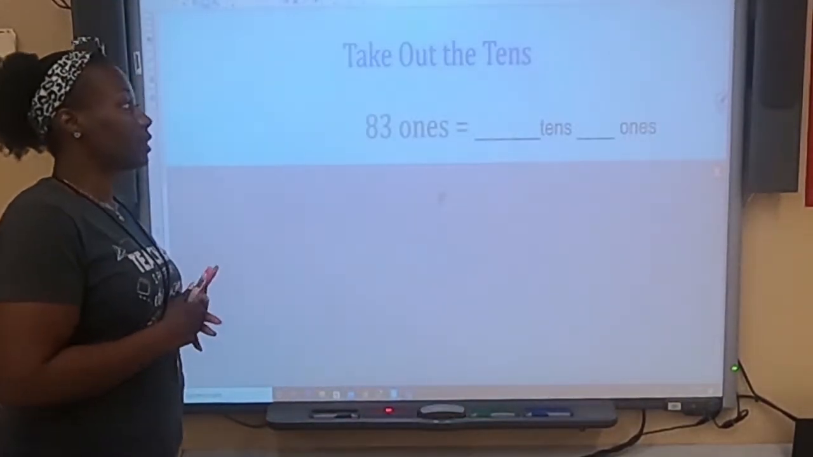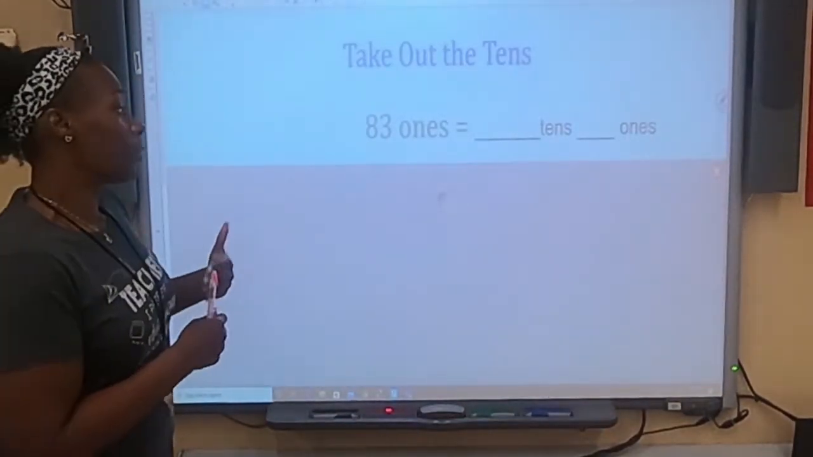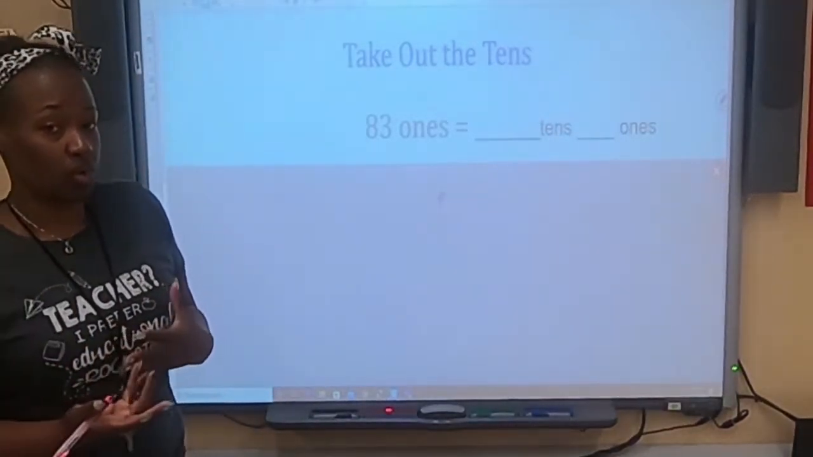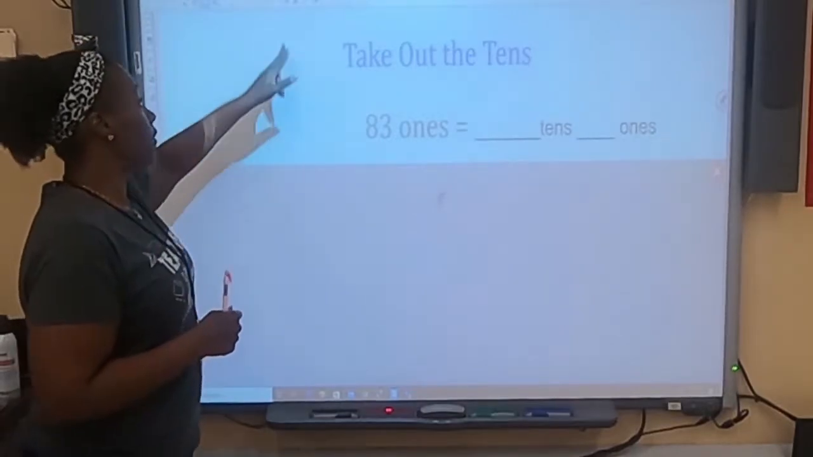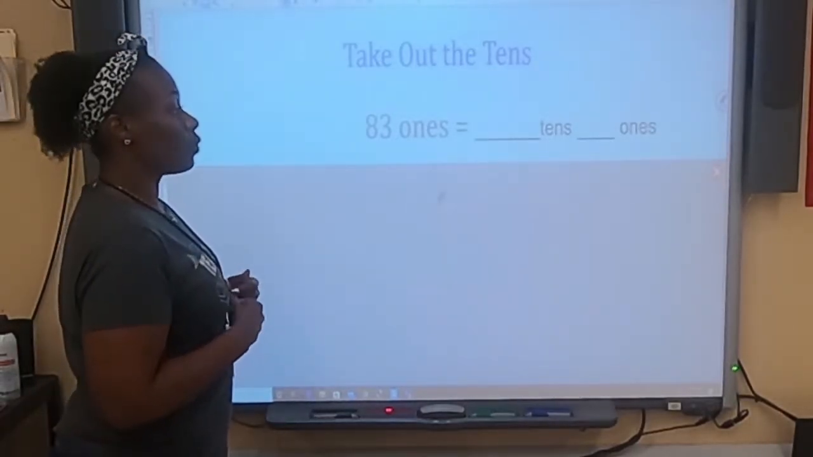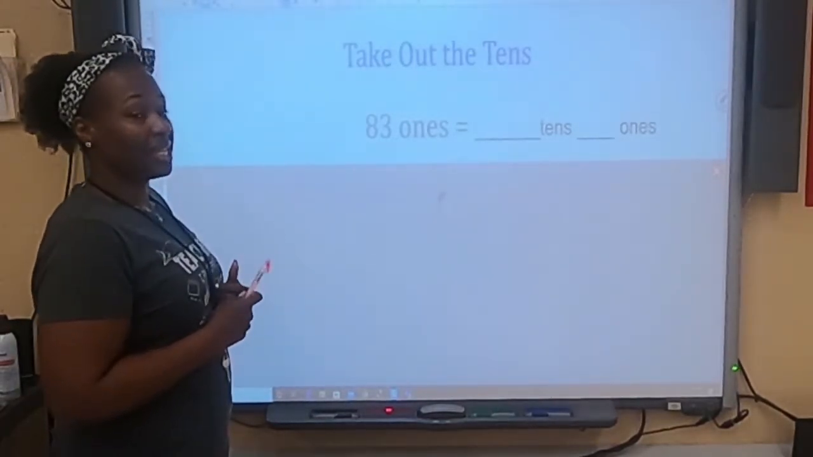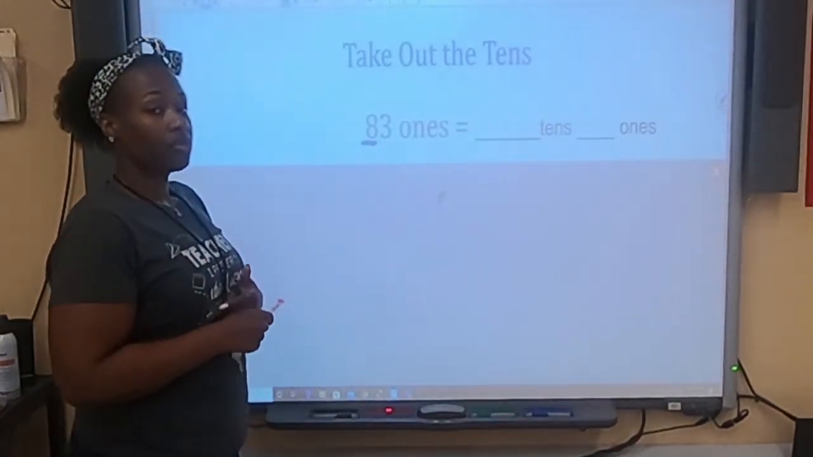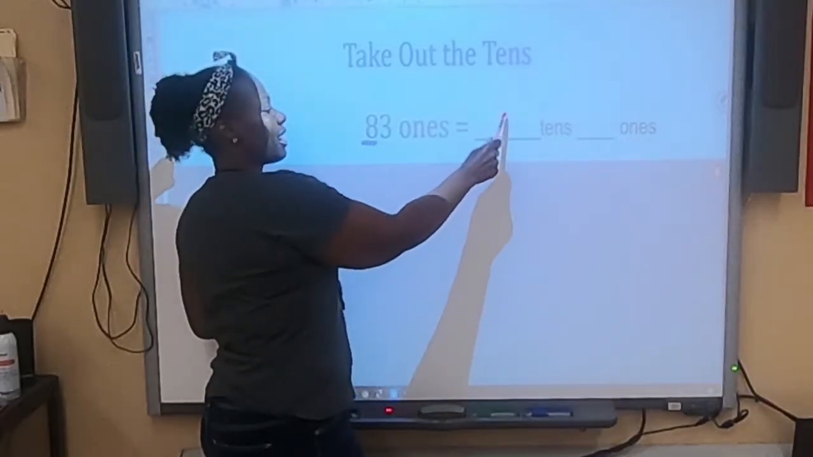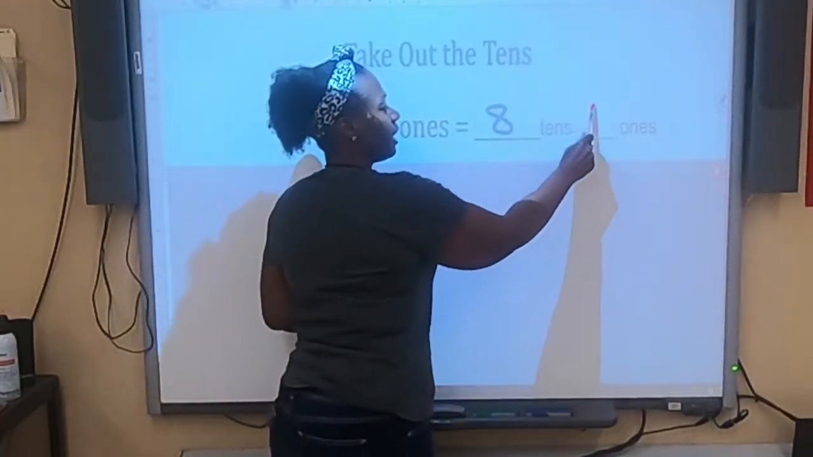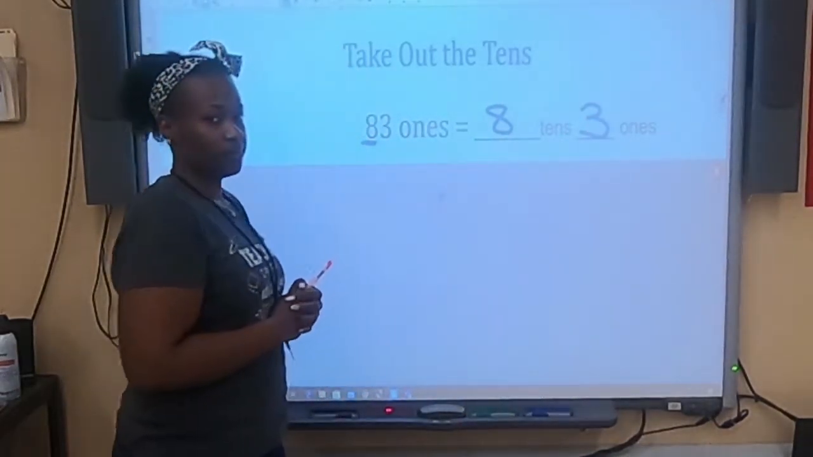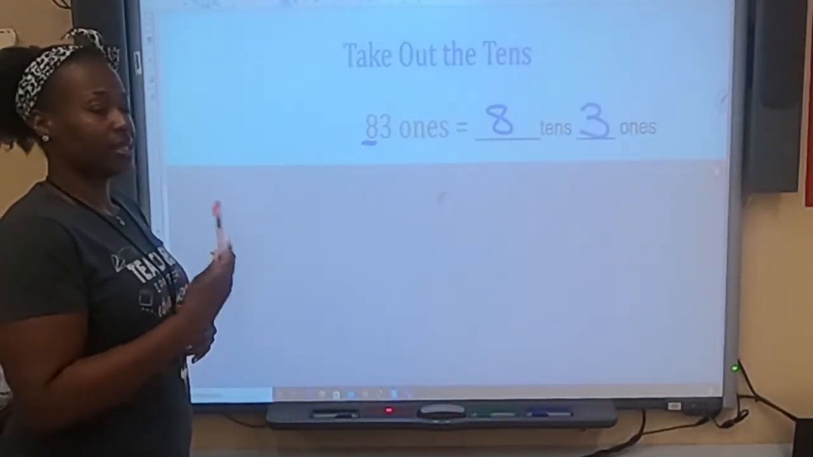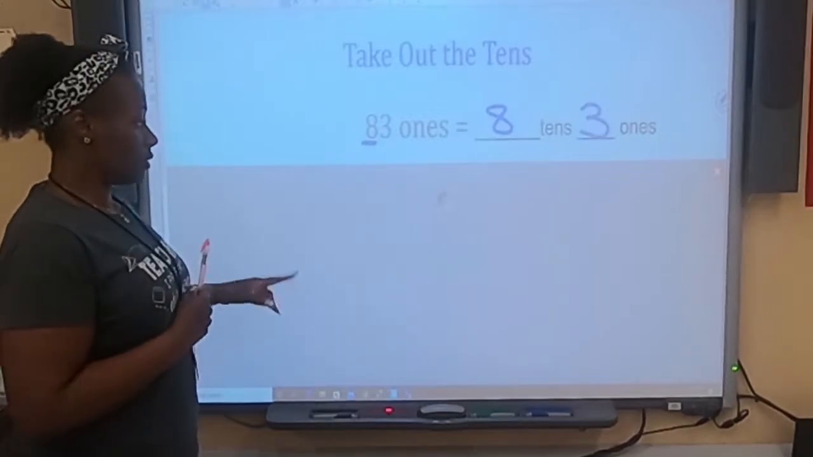Our next fluency, we're going to start taking out tens. So I'm going to give you a unit, and we're going to break that unit into tens and ones. So our first unit that we have is 83 ones. Well, if I take it out, I know that the tens place has an 8. So 83 ones means I have 8 tens and 3 ones.